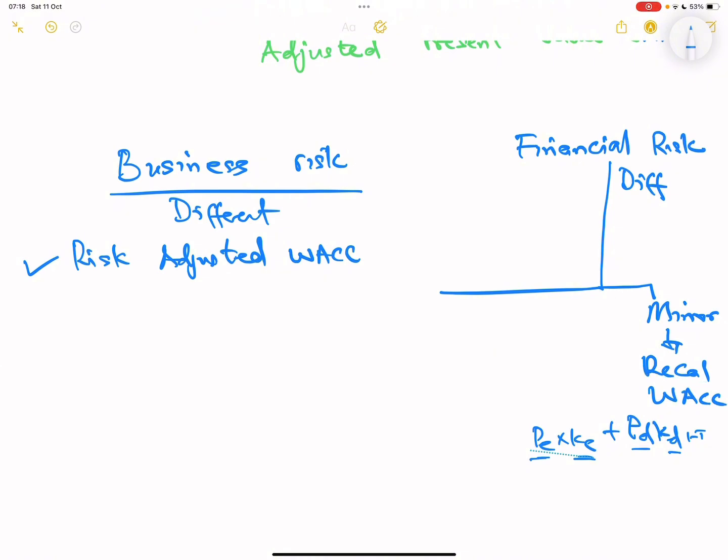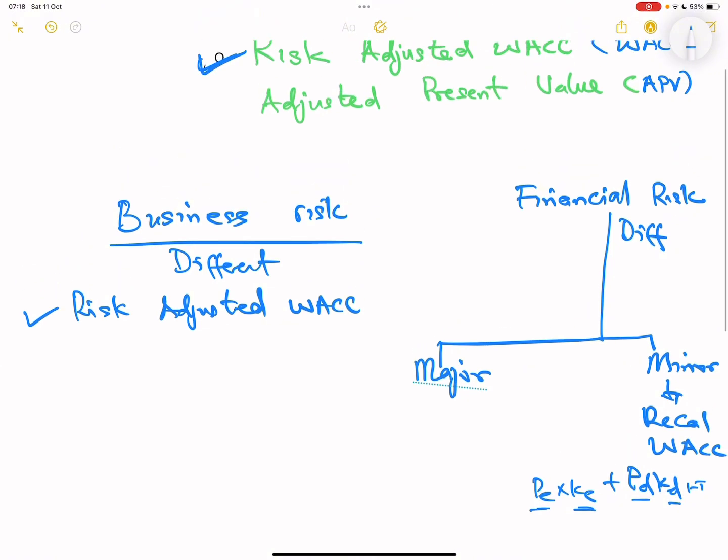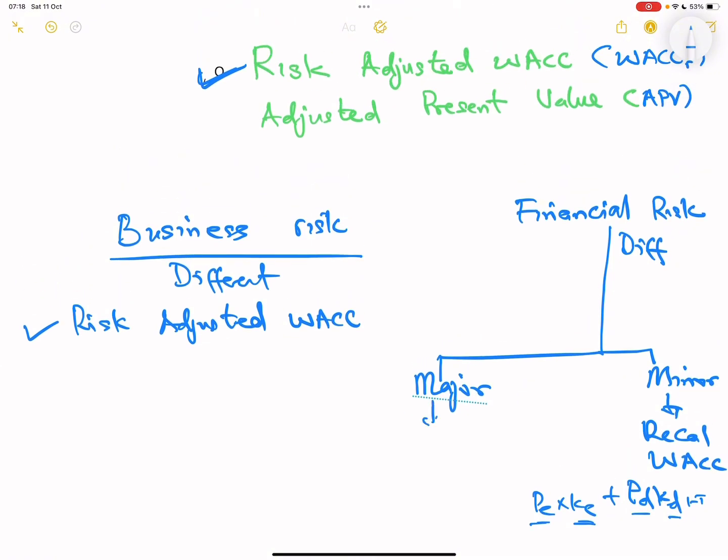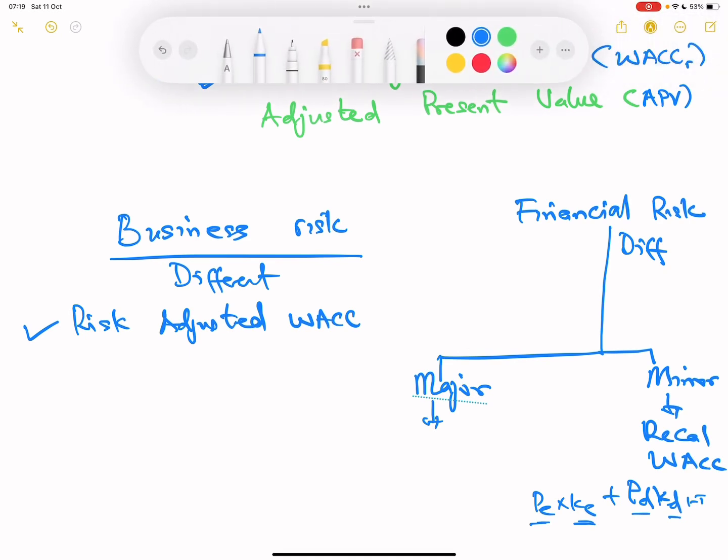However, if the difference is major, which is what you're mostly going to be finding in the exams, then you have to use a method that is called adjusted present value, which is where most of the work today we're going to focus on. We're going to learn how to calculate adjusted present value. This is what you have to use.